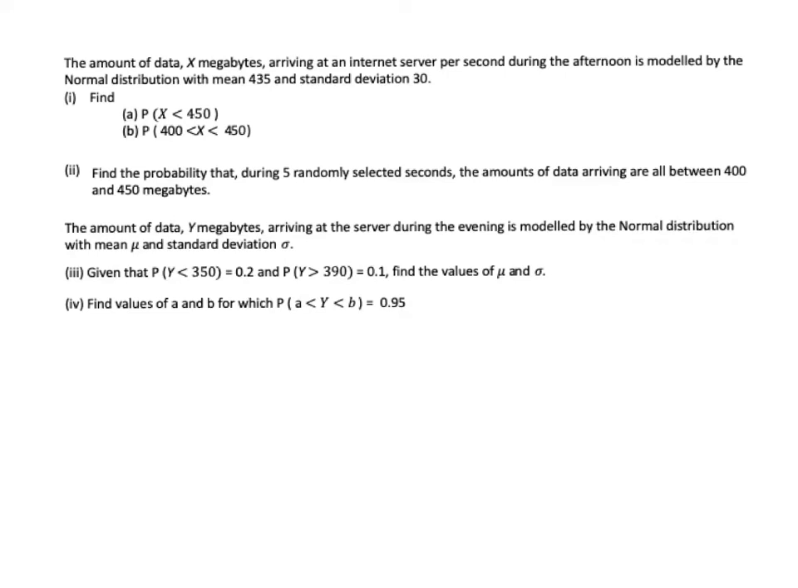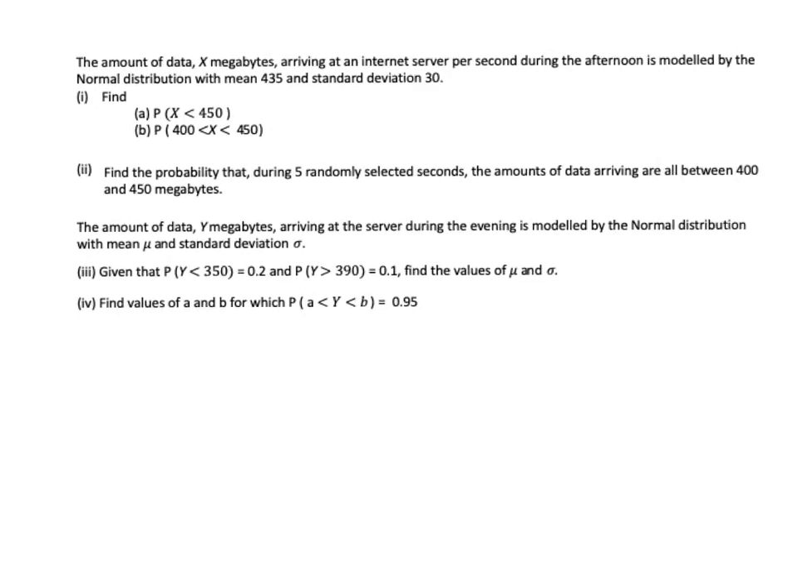The amount of data x megabytes arriving at an internet server per second during the afternoon is modeled by the normal distribution with a mean 435 and standard deviation 30. Okay, number one, find the probability when x is less than 450, then the probability between 400 to 450.